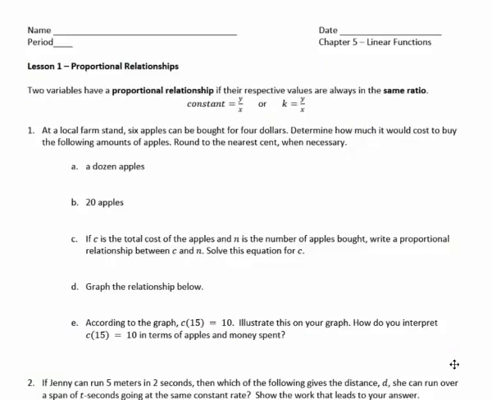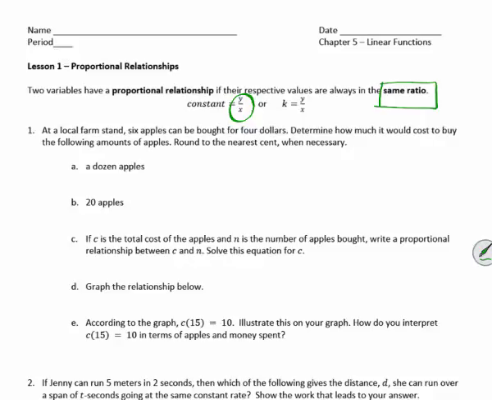All right, ladies and gentlemen, so today we're going to start trying to pull together what we did at the very end of class yesterday, or today, depending on when you're watching this, about our linear relationships. And we're going to start with a review from last year with a proportional relationship. Two variables have a proportional relationship if their respective values are always in the same ratio. The same ratio is always y over x, which we looked at yesterday when we did that graphing stuff.